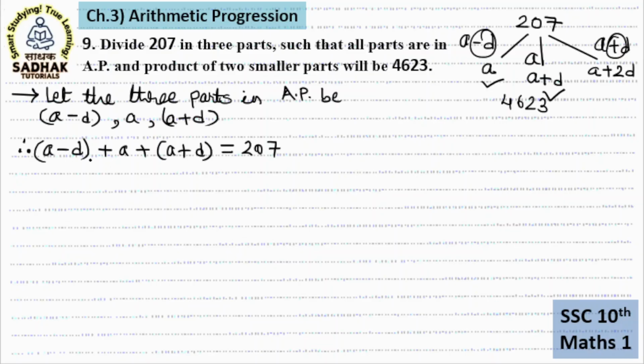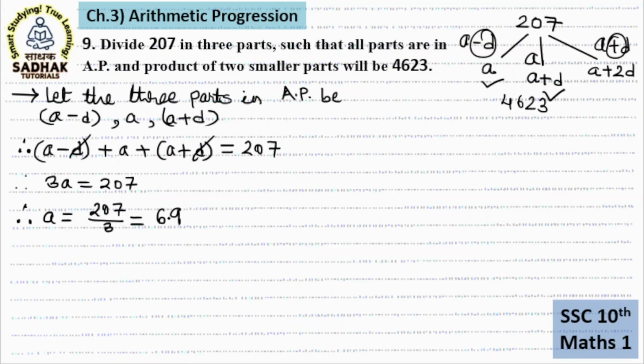So when we add them, this minus D and plus D will get cancelled out. They will get eliminated. Minus D plus D is 0, and A plus A plus A gives us 3A. So therefore 3A is equal to 207. Therefore A will be equal to 207 upon 3. That will give us 3 6s are 18, and 2 will be carried, so 3 9s are 27. So we got the middle term, that is A, as 69.